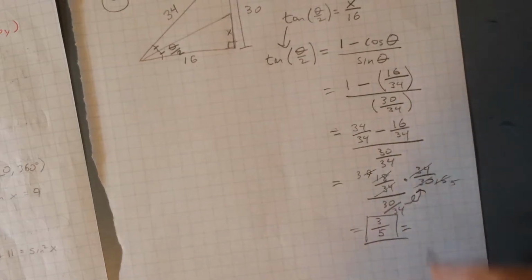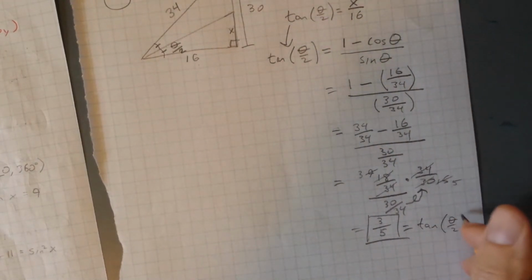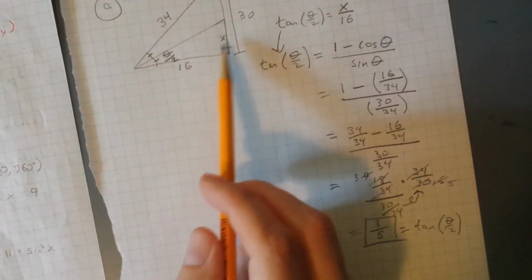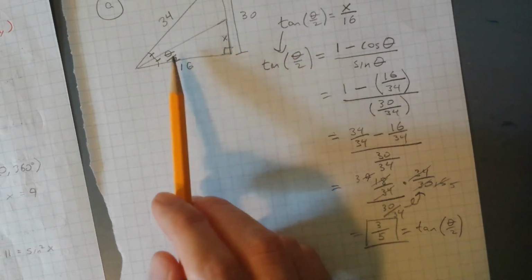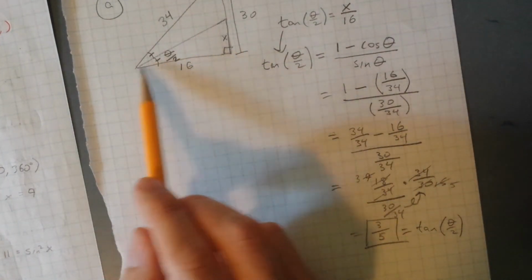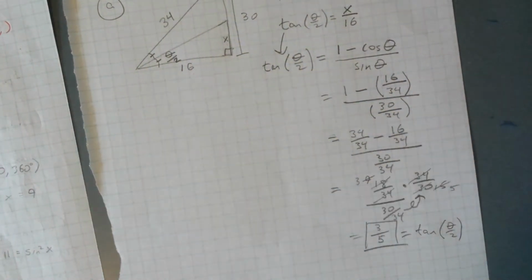Let's remember what we just found. We found tangent of theta over 2. What does that mean? That means we found the ratio between the opposite and the adjacent sides for the triangle that has that angle theta over 2 in it. That's the little triangle right here. So to find the opposite side, we're going to use that ratio.